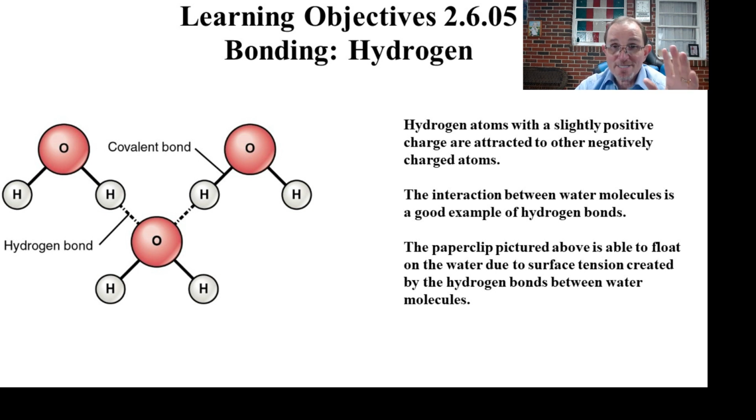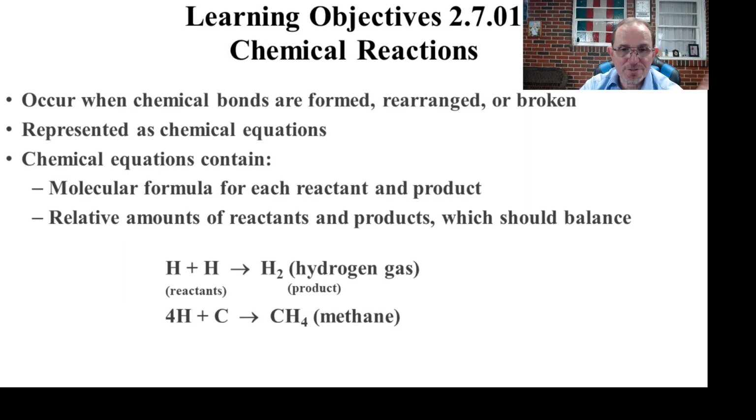This is also what is going to cause your DNA to twist. So it is kind of important, even though it is the weakest of all the bonds. Hydrogen bonding, it's the partial charges that are being attracted to other opposite charges.